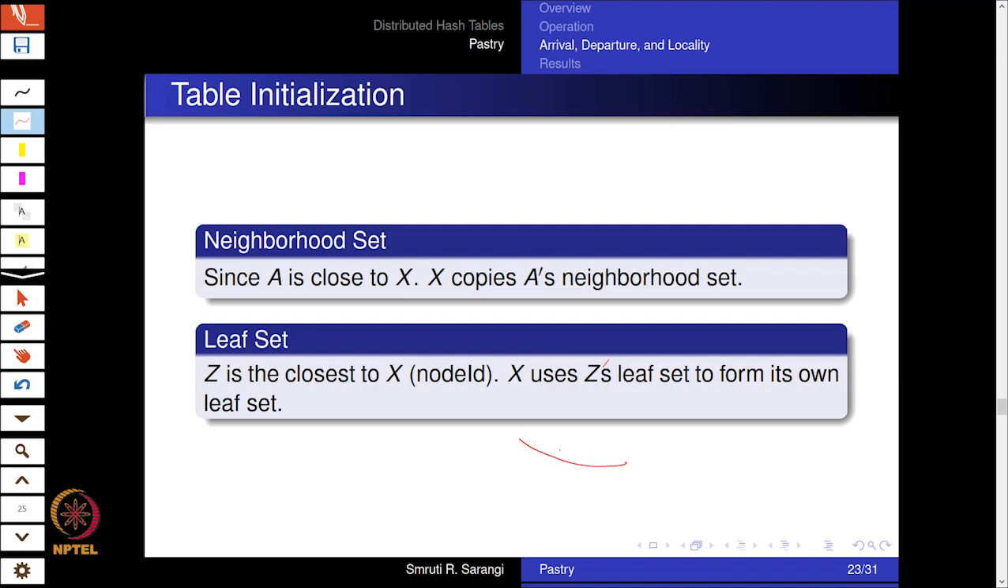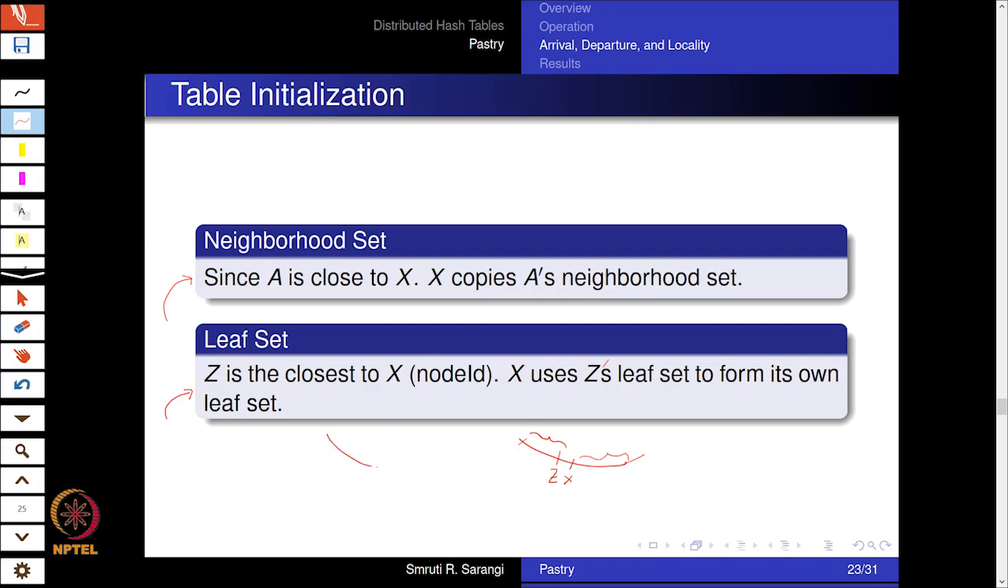So depending upon whether X is to the left or right of Z, say if this is Z over here and X is over here, then it will form a leaf set like this by taking data from Z's leaf set only, and it will also form a leaf set to the right by again taking data from Z's leaf set and doing a few minor additions. For example, the last node of its leaf set will not be there in Z's leaf set, so it might have to contact a few more nodes to get more information. It doesn't matter how it is exactly done, but the important point to keep in mind is that the neighborhood set will come from A and the leaf set will come from Z.